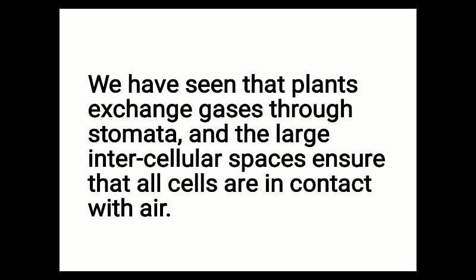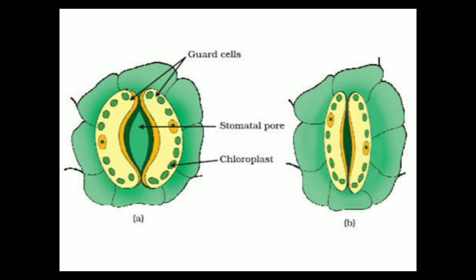The first structure is stomata. We all know that stomata are minute openings present on the lower surface of leaves, and through these stomata the oxygen from the atmosphere enters the plant and is used in the process of aerobic respiration.